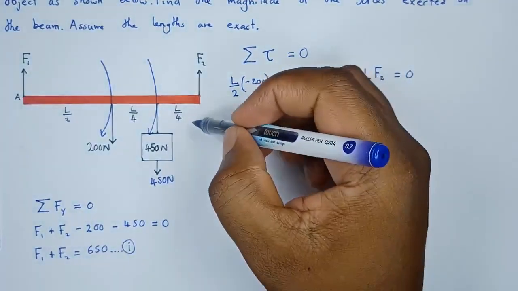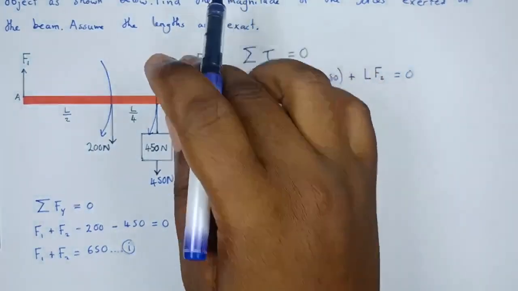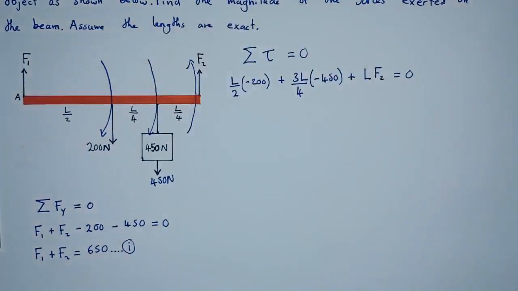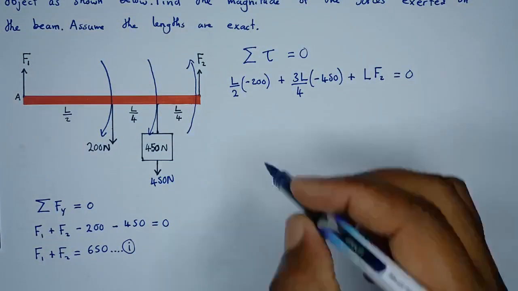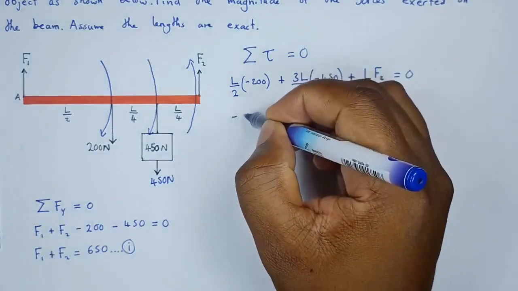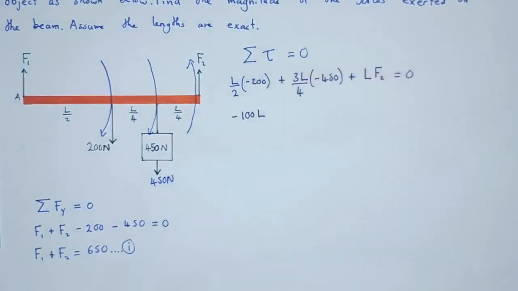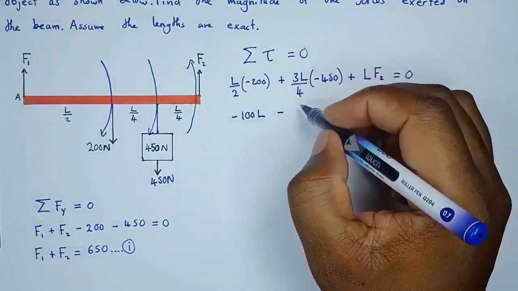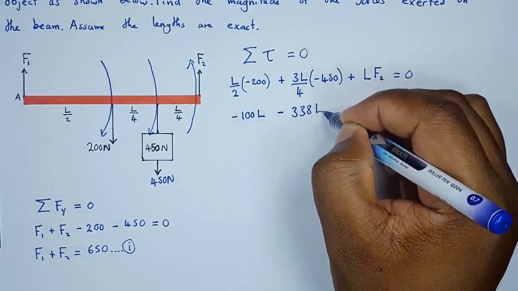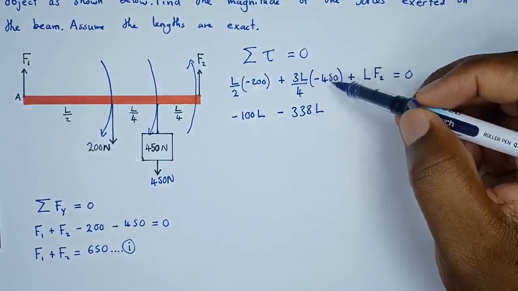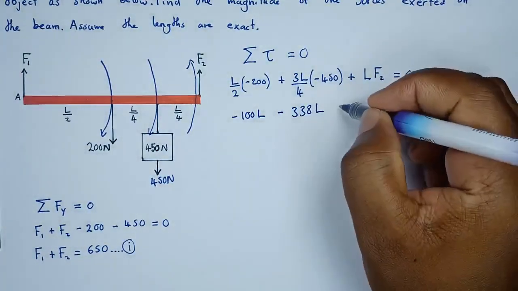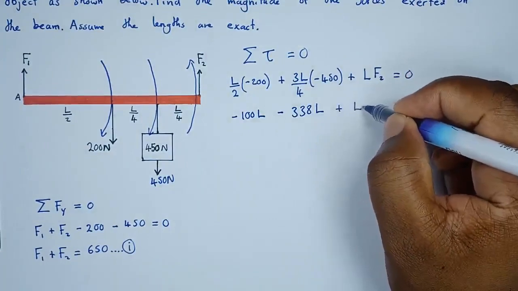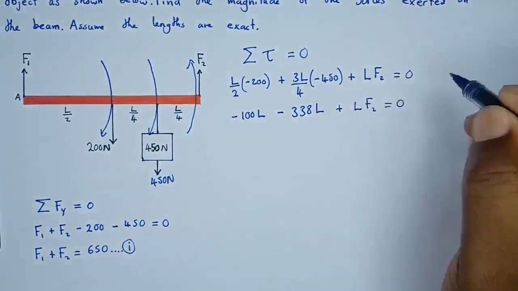So why is this one positive? Because this one is going in the anti-clockwise direction, and in the anti-clockwise direction, torque is positive. So from this now, let's see how it simplifies. This becomes a negative 100 L, because we know that 200 over 2 gives 100. Then what we get here times 450. So here we get a negative 338 L, because if we multiply 3 over 4 times 450, you get 338 L, plus L F2, and everything is equal to 0.